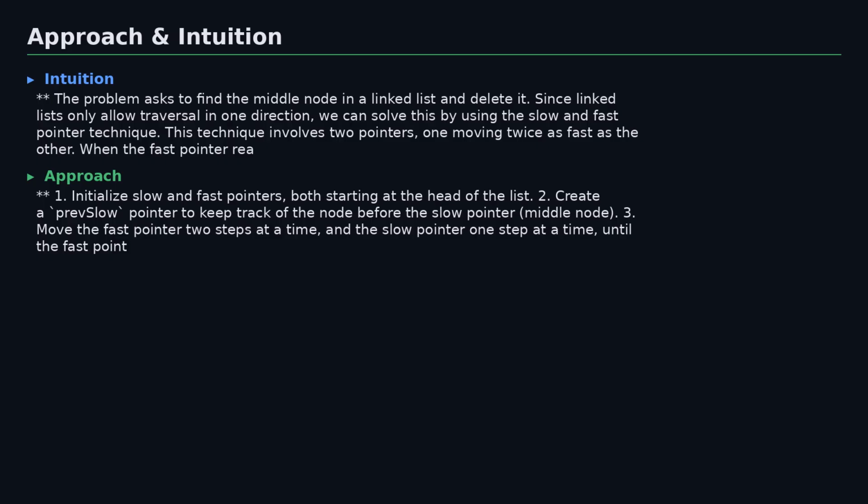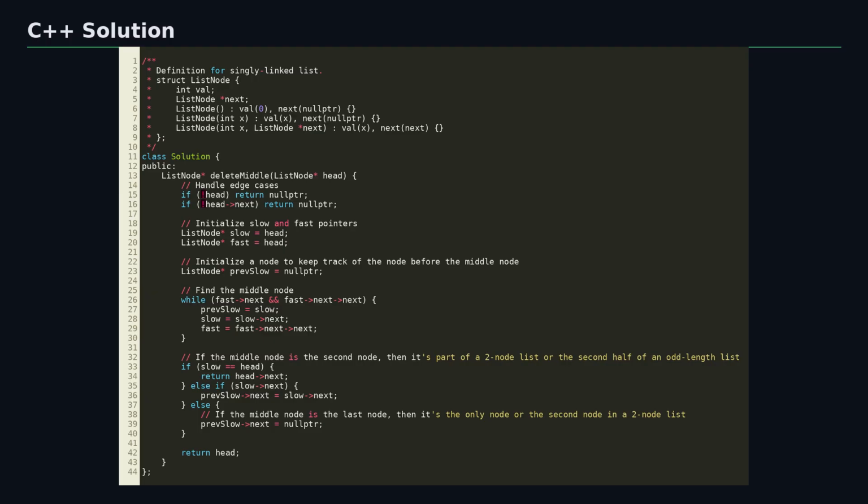We'll start by initializing two pointers, slow and fast, both pointing to the head of the list. We'll also create a previous slow pointer to keep track of the node before the middle node. Then, we'll move the fast pointer 2 steps at a time, and the slow pointer 1 step at a time, until the fast pointer reaches the end or the second last node of the list. Once we've found the middle node, we'll remove it from the list by updating the next pointer of the previous slow node. Let's take a look at the code.